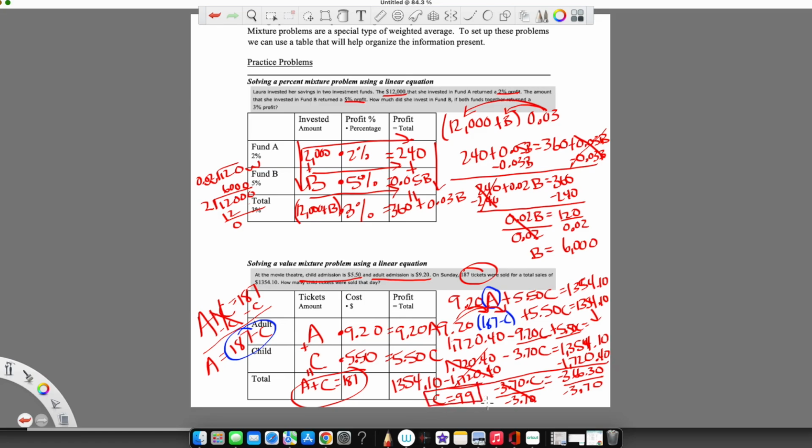They don't want you to go back and find out how many adult tickets they sold. All they want to know is child tickets. So make sure you're paying attention. What are they asking me? And in this case, I had to set up the two equations in order to get the correct answer. So it's a little different on this one.